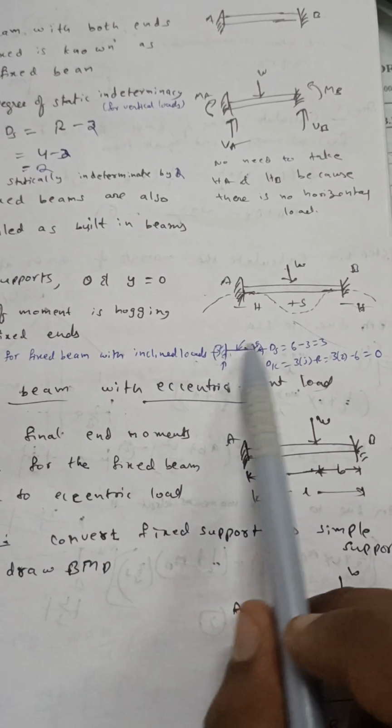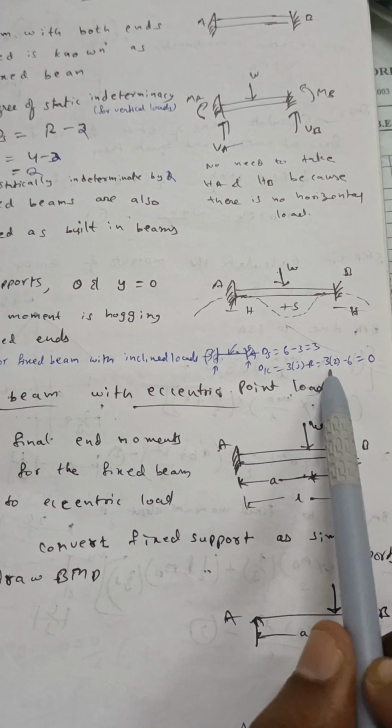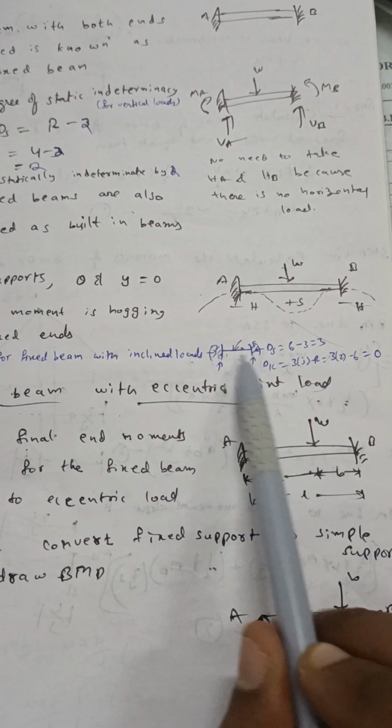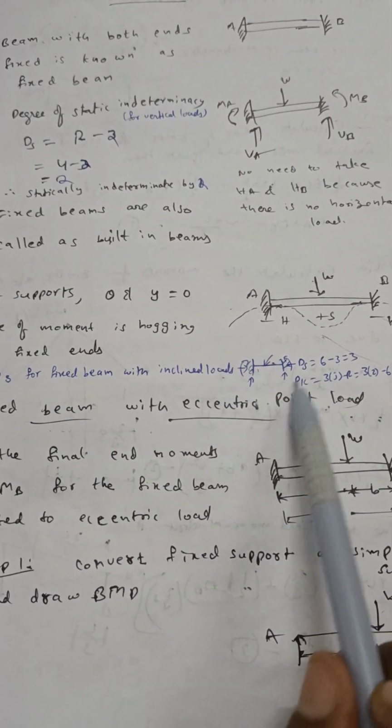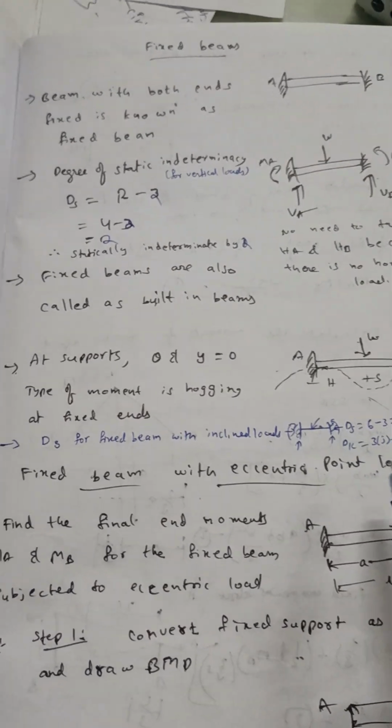Then what is the degree of freedom here? We have the formula 3j minus r. Joints are 2, so 3 into 2 minus the total number of reactions, 6. So it is 0. No degree of freedom. The beam cannot move anywhere, right?